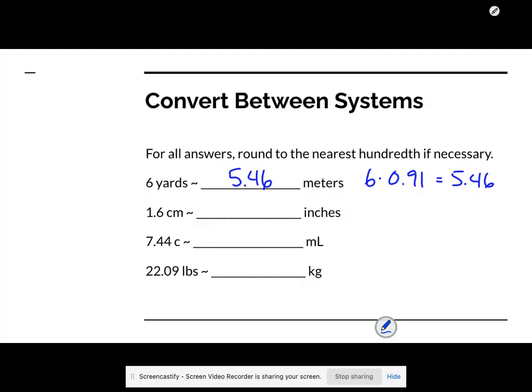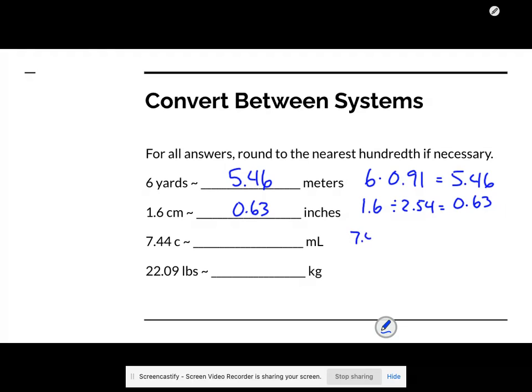Next, 1.6 centimeters. Well, there are 2.54 centimeters in 1 inch. So if I divide those, I end up with 0.63 as my final answer.